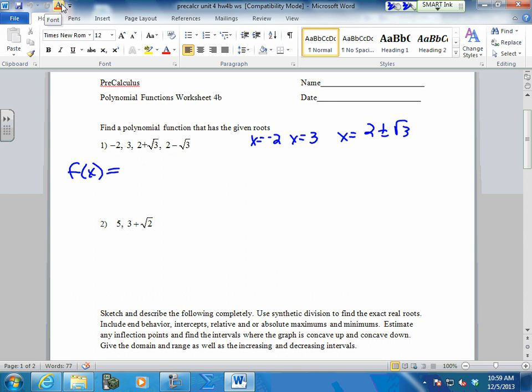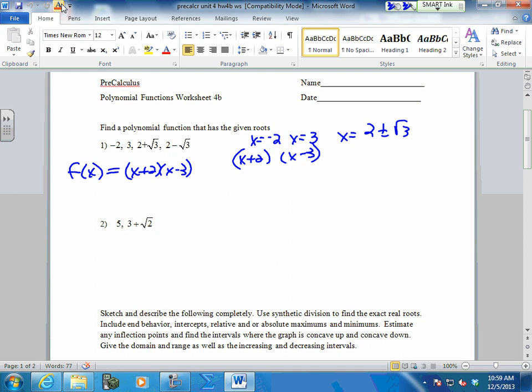So how do I make this x equals -2 into a factor? X plus 2. Set it equal to 0, remember? So add 2 to both sides. There's my factor. How about this one? X minus 3. There's my factor. Remember doing this? Right? Because if you set them equal to 0, wouldn't you find your roots? We're just kind of working backwards.